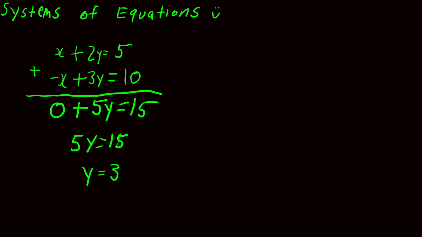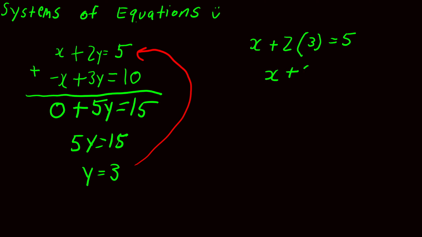Okay, now you're thinking, okay, I have y. How do I get x? Okay, all you have to do is plug it back into here. You could plug it into any equation. I'm just choosing the top one. You can plug it into the bottom one, whichever one you want. So let's say I have x plus 2y. We said y is 3, so I'm just going to substitute a 3 in here. Equals 5. So x plus 6 equals 5.